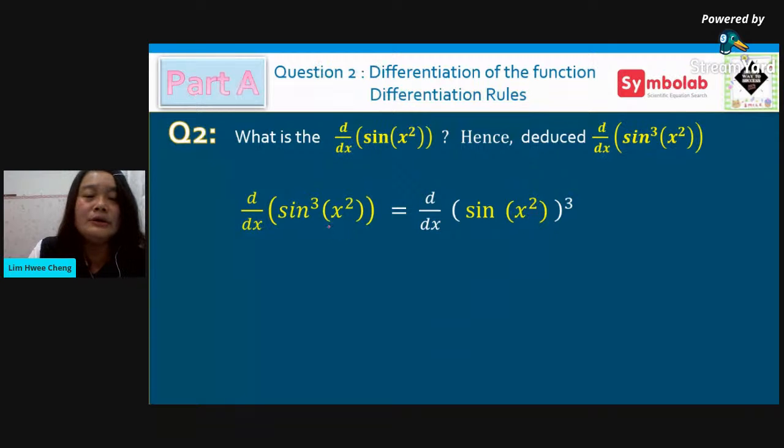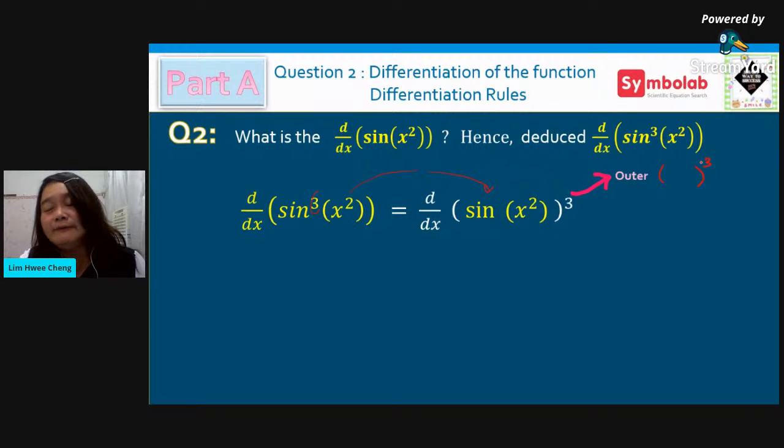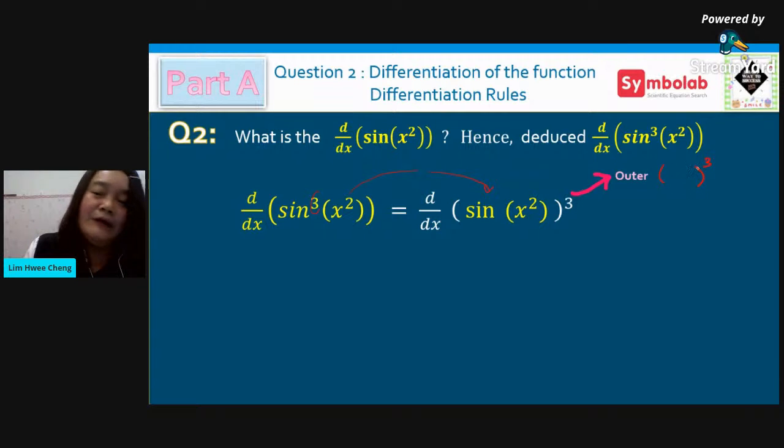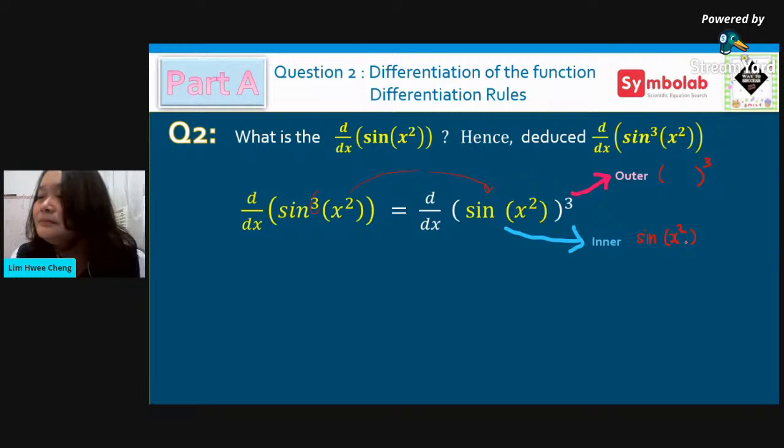Actually, the sine cube, this power, I may rewrite in this form. When I rewrite, I will see that you have the outer function, something to the power of 3. So this is the outer function. According to the power rule, when I differentiate this, I will bring down my power, right? Saya akan bring down my power. So my inner function is what I have done just now, the x square, sine x square.